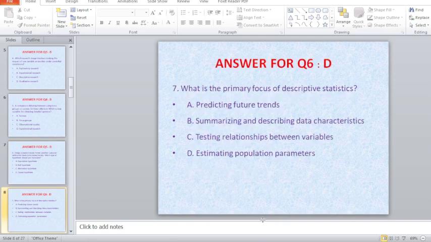Question number 7. What is the primary focus of descriptive statistics? A. Predicting future trends. B. Summarizing and describing data characteristics. C. Testing relationships between variables. D. Estimating population parameters. The answer for question number 7 is B, summarizing and describing data characteristics.